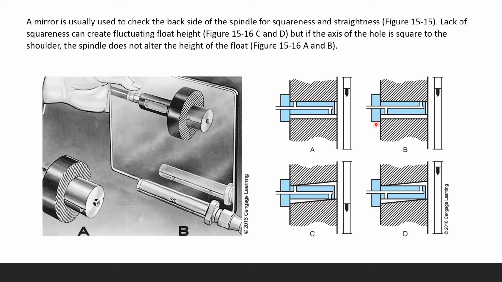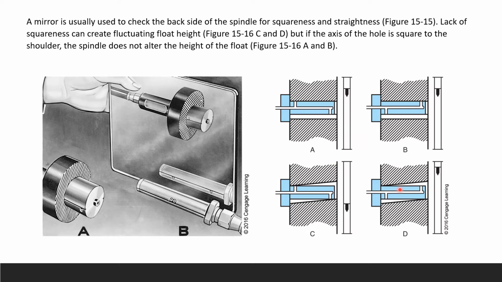So when we look at the diagram for the instrument, we see that if the axis of the hole is completely square to the shoulder, rotating this spindle in your instrument is not going to alter the height of that float. Right here, you can see we're checking again for squareness, at A and B. If you measure the squareness and they are square, the float is not going to change in height.